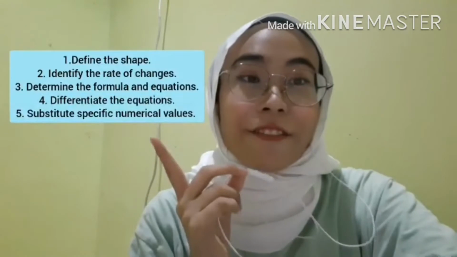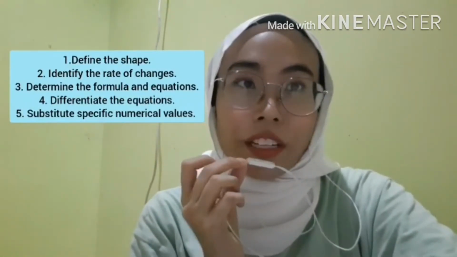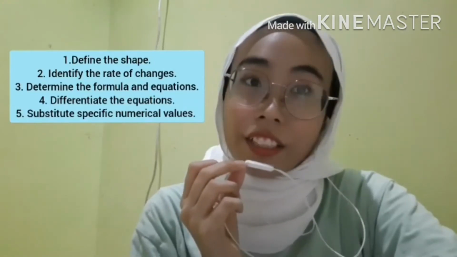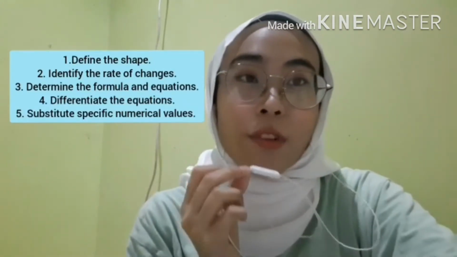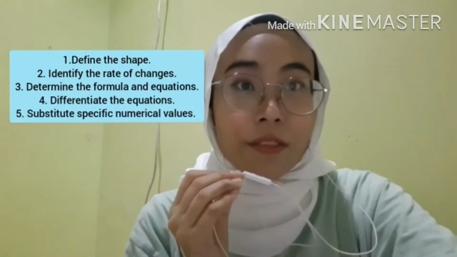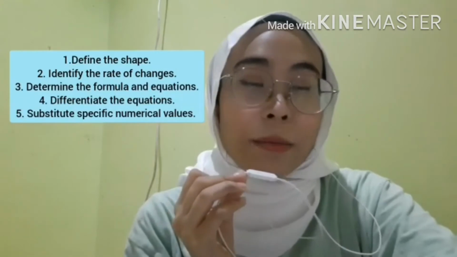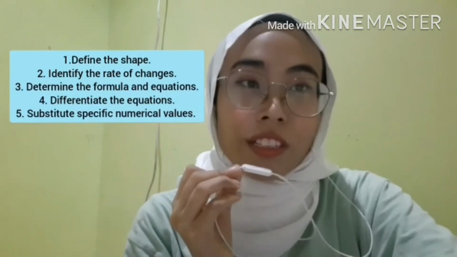Okay, next I will tell you about 5 easy steps on how to solve related rates equations. First, define the shape. Second, identify the rates of change. Third, determine the formula and equations. Fourth, differentiate the equations. And fifth, substitute specific numerical values. Next, my friends will give you some examples of how to solve related rates.